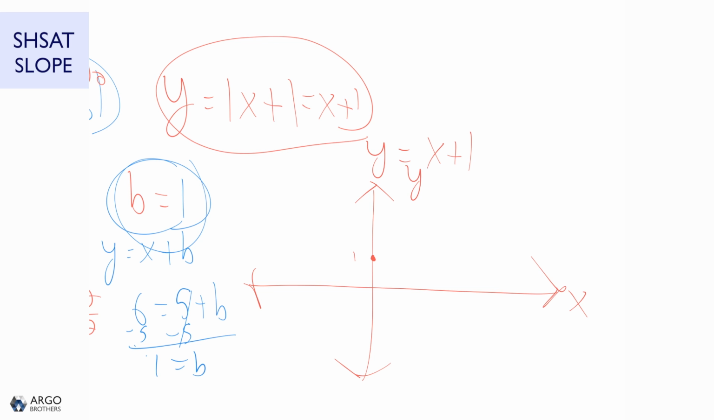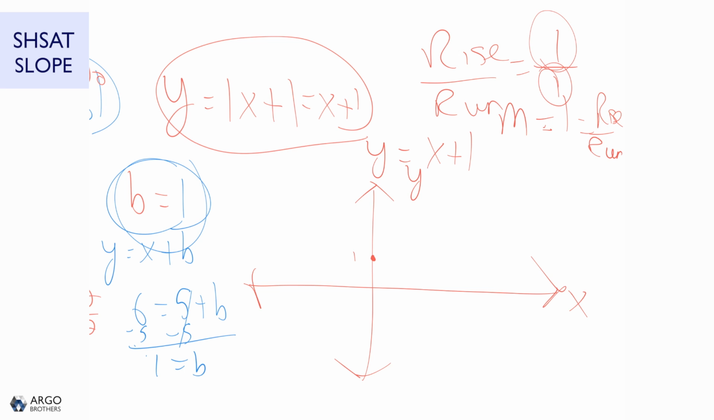Now, from this y-intercept, we know what the slope is. The slope is 1. If the slope is 1, that means the rise over run is also equal to 1. Well, we have rise over run equaling 1, but it seems like 1 is only on the numerator, but 1 is the same as 1 over 1, so the rise is 1 and the run is 1.